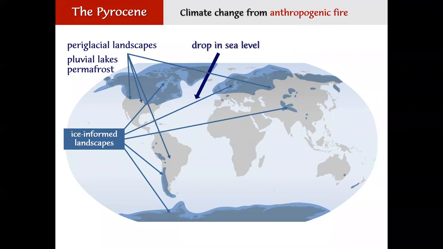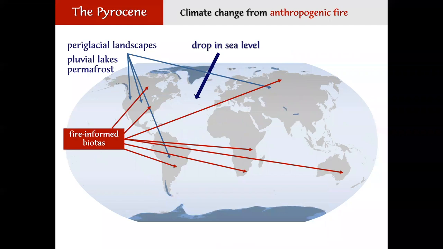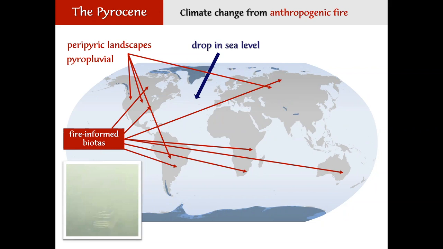Well, as we get into a Pyrocene, it's being shaped by anthropogenic fire in all its forms. And we see fire-informed biotas or fire-branded landscapes. We're driving off the ice everywhere. We have what you might call peripheral landscapes or peripyric landscapes, shaping things. Maybe these monstrous smoke palls are the equivalent of outwash plains. We have a rise in sea level. We have mass extinctions underway.